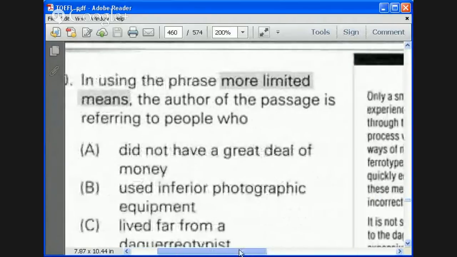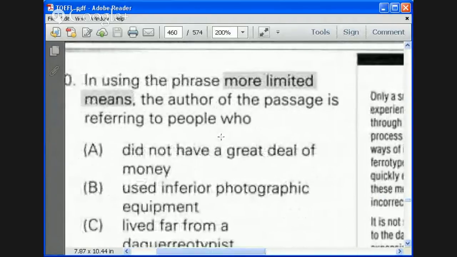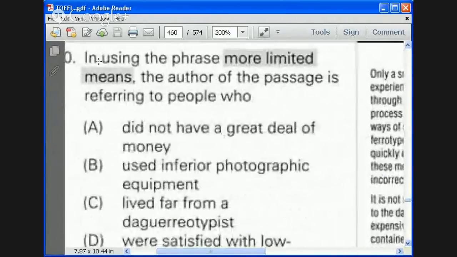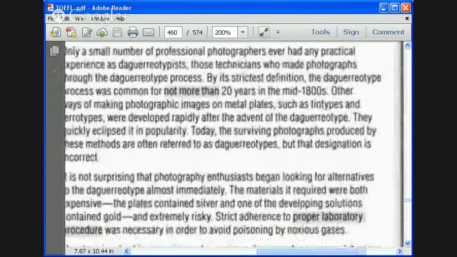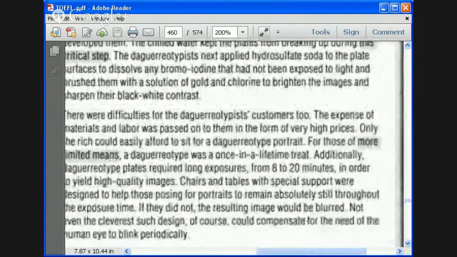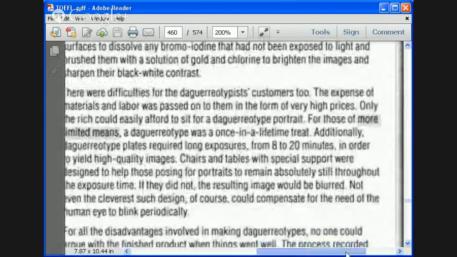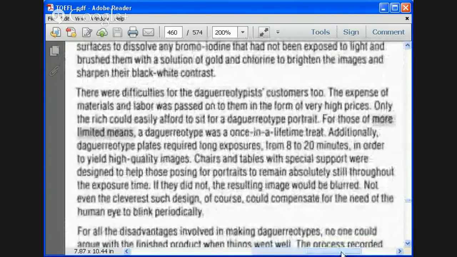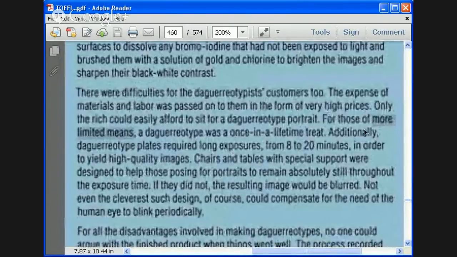Another reference type question. In using the phrase "more limited means," the author of the passage is referring to the people who, okay, maybe you know this. All right. Okay. Finding the sentence here.